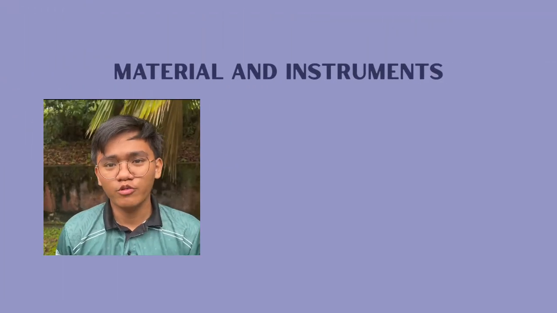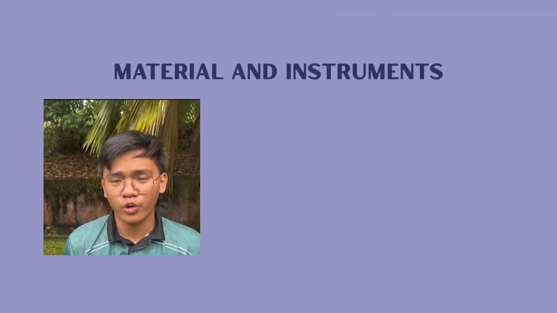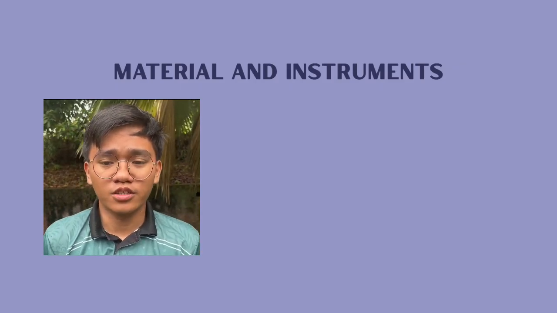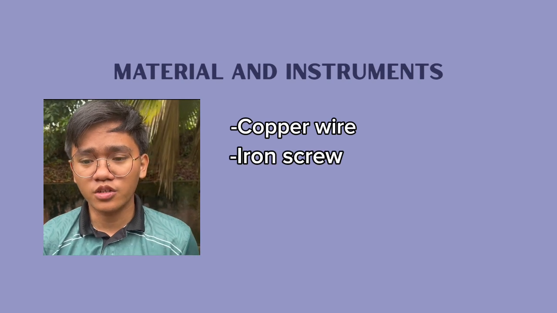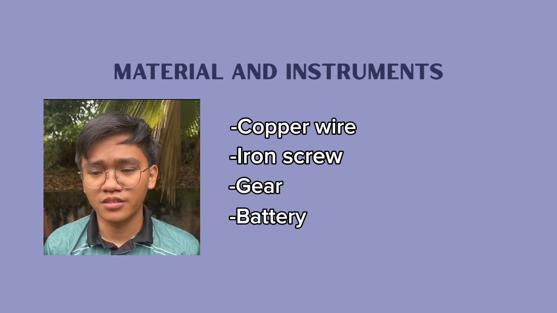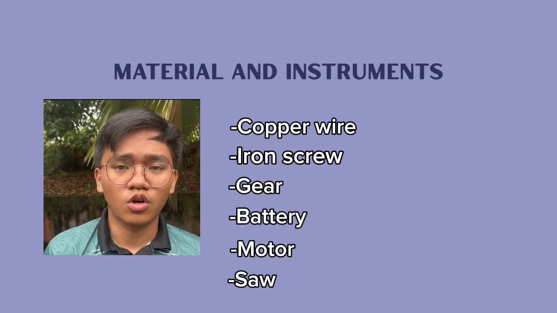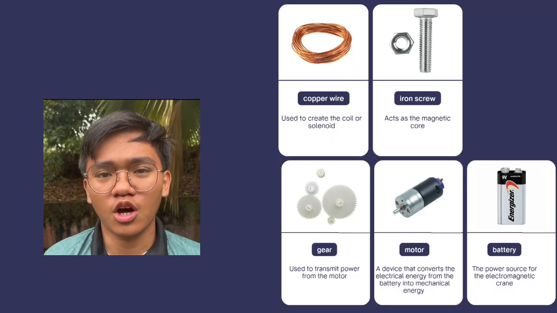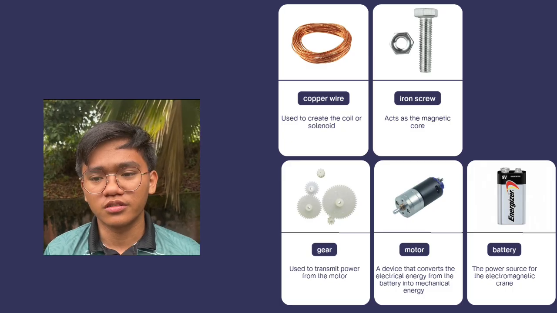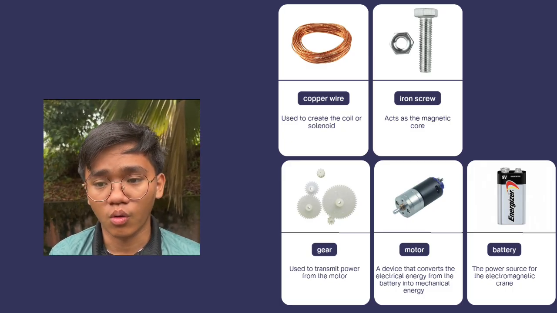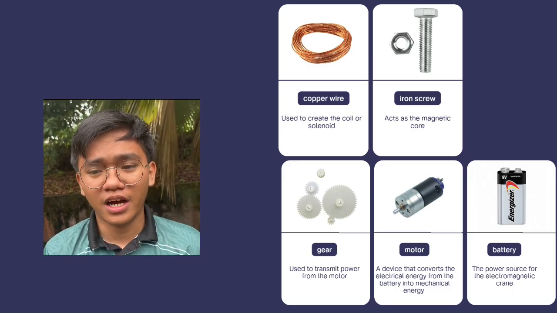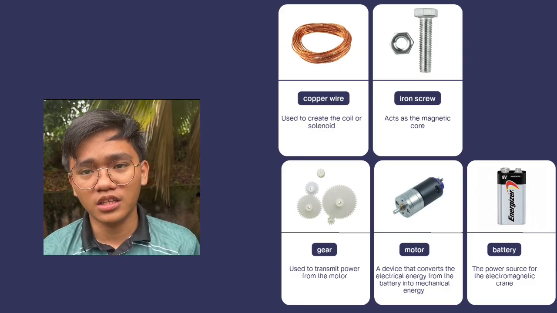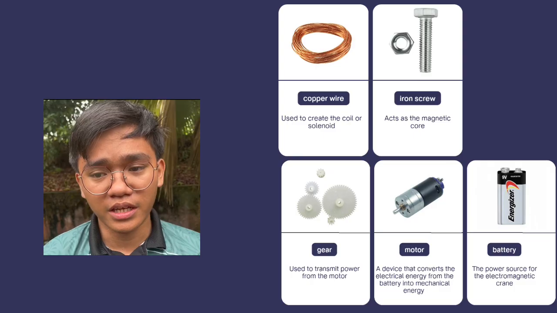So next, I'm going to talk about the materials that we are going to use in our project. Our team has decided to use the copper wire, iron screw, gear, battery, motor, saw, scissors, thread, switch, and plywood. The function of the copper wire is that we are going to create a coil, or better known as a solenoid. When electric current flows through the coil wire, it generates a concentrated magnetic field, forming the electromagnet.